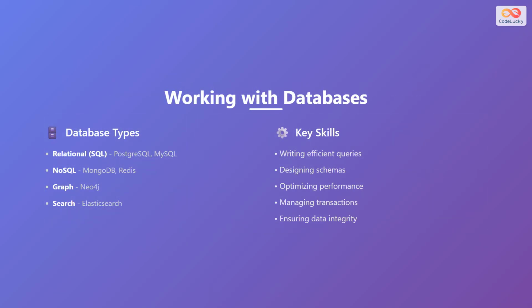Databases are where applications store data. There are different types. Relational databases like PostgreSQL and MySQL organize data in tables. NoSQL databases like MongoDB and Redis offer flexible data storage. Graph databases like Neo4j are great for connected data. Search databases like Elasticsearch handle fast searching. As a backend developer, you need to write efficient queries, design proper data structures, optimize performance, manage transactions safely, and ensure data integrity so applications work correctly.